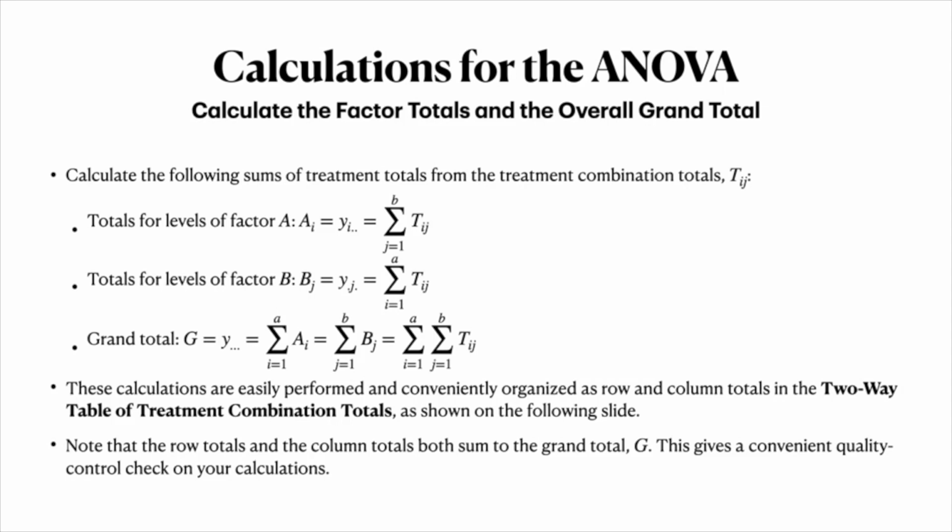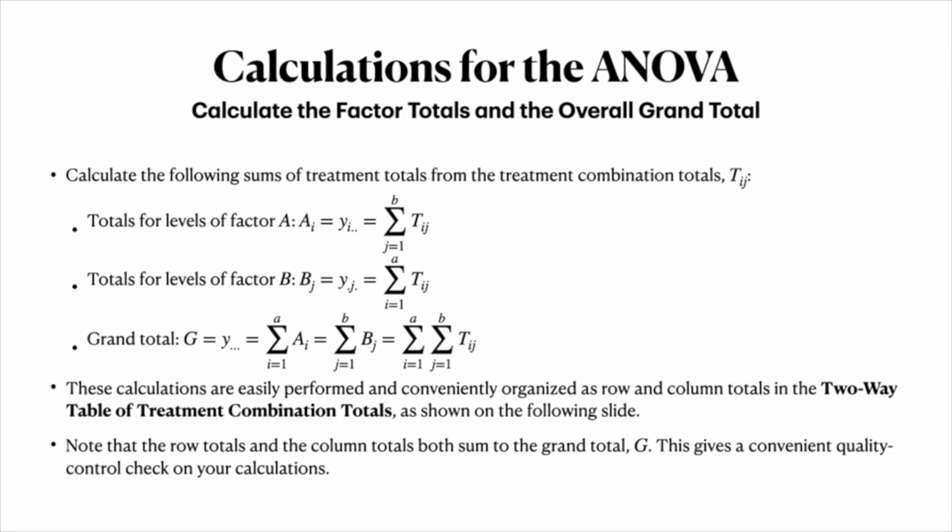We also calculate the totals for the levels of factor B. So these are denoted by capital B sub j, j going from 1 up to little b. And these are obtained by summing up the T sub ij's with respect to the first index, i. So i going from 1 to a.